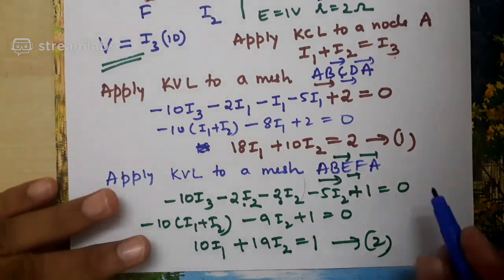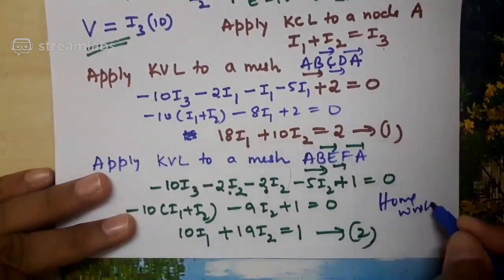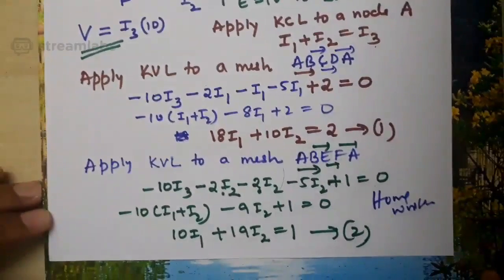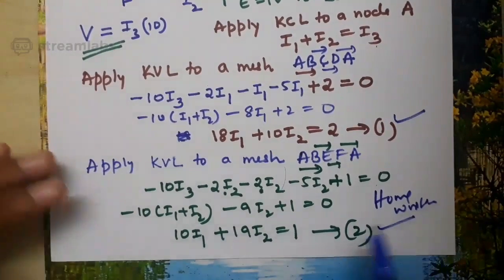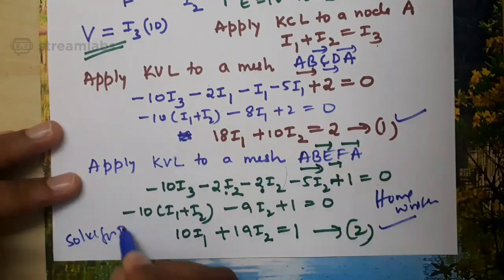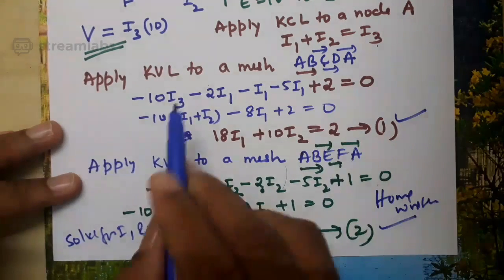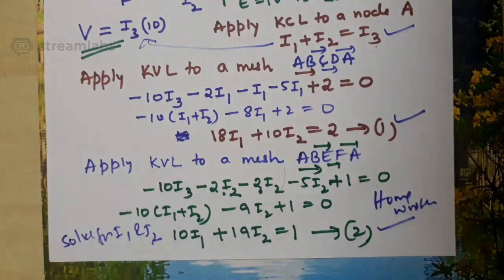I said it is homework, the remaining things are homework. You have to complete it. What you are supposed to do, I said, is solve equations 1 and 2 for I1 and I2. Using 1 and 2, solve for I1 and I2. I'll tell the answers in the next session.